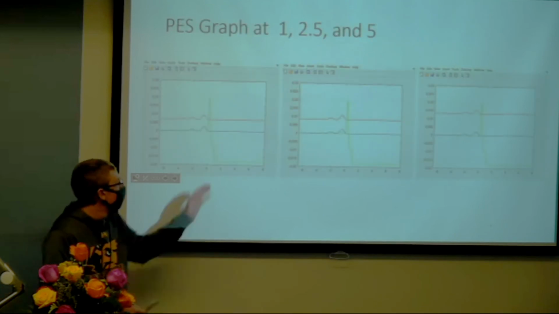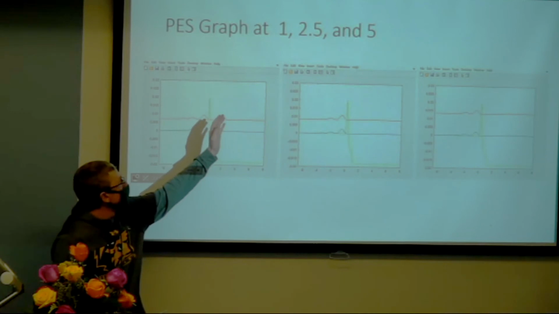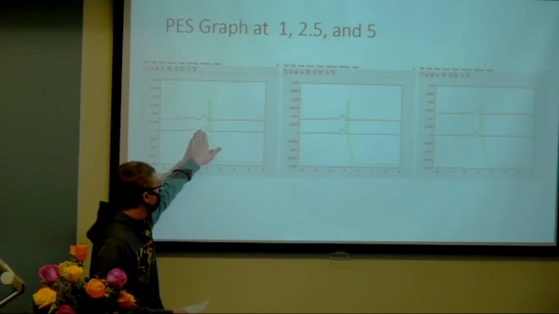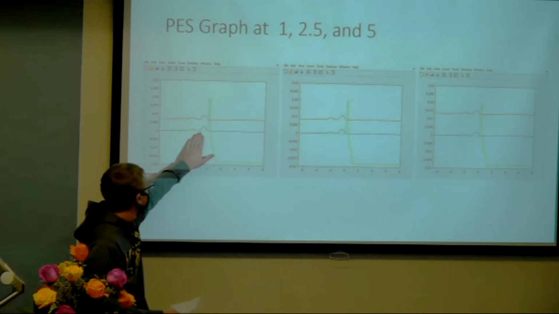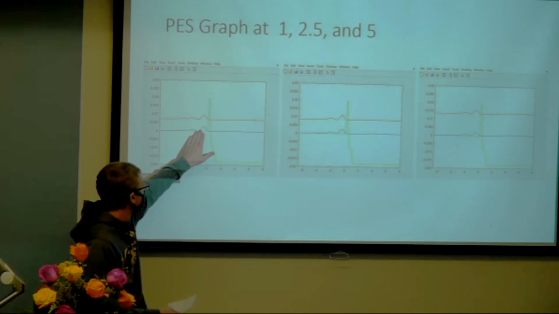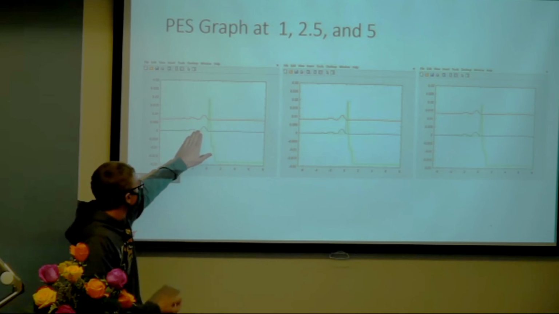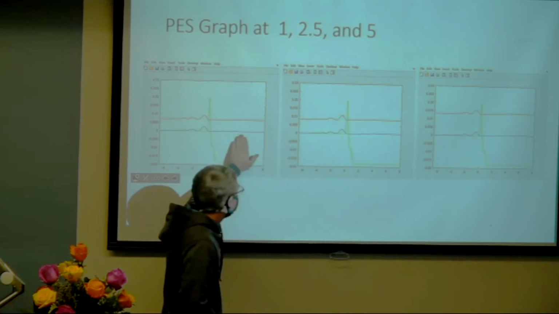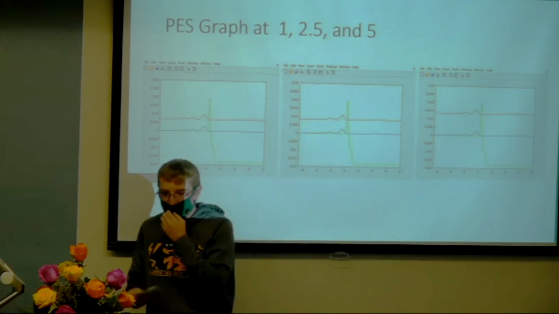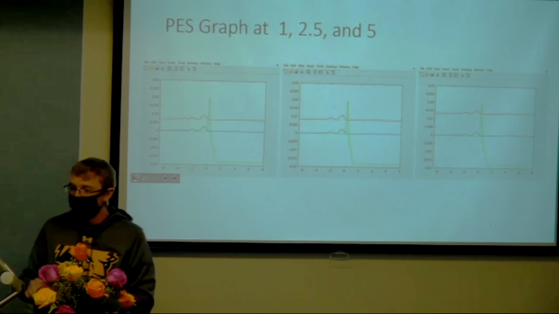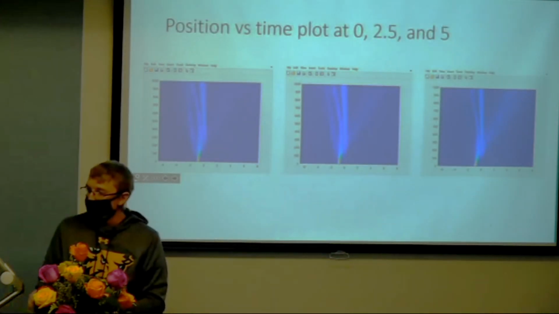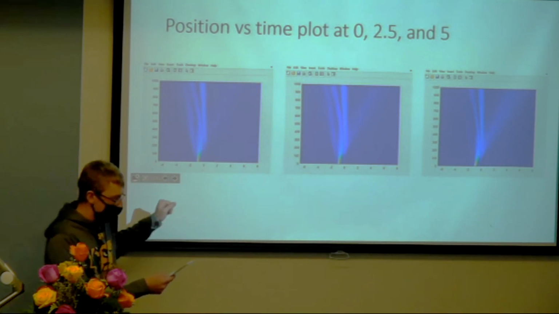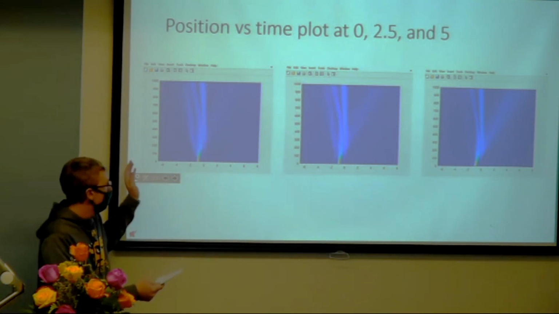So here are a couple different graphs. The P naught 1, 2.5, and 5, where the difference is, as one can see, the probability on the left gets smaller and shorter, and then the probability on the right gets bigger and bigger, indicating that more protons go through the barrier. And then here I have a position versus time plot, where position is on the x-axis and time on the y-axis.